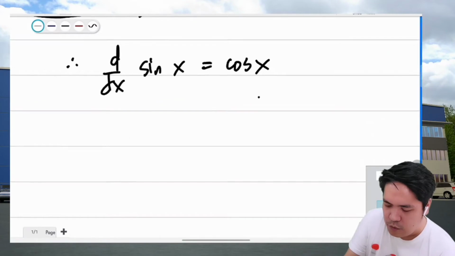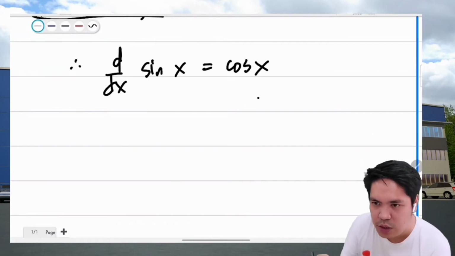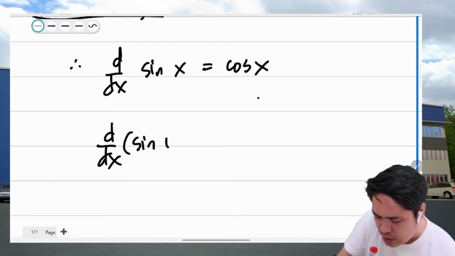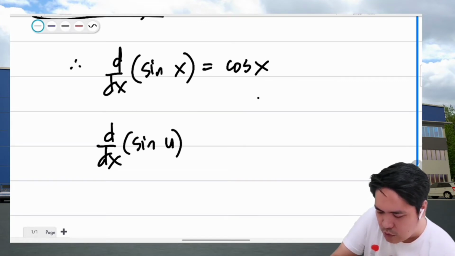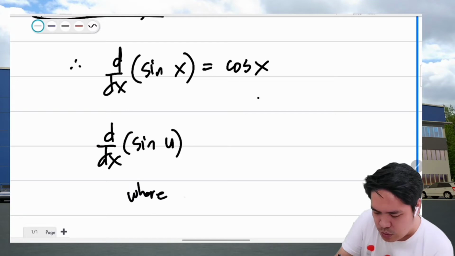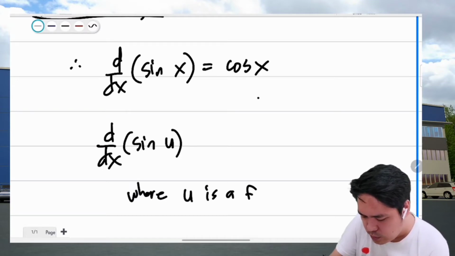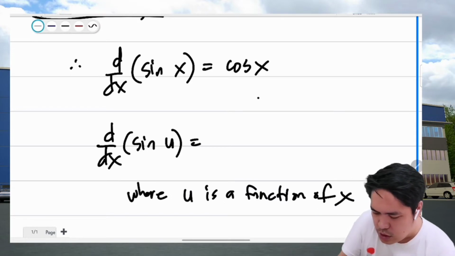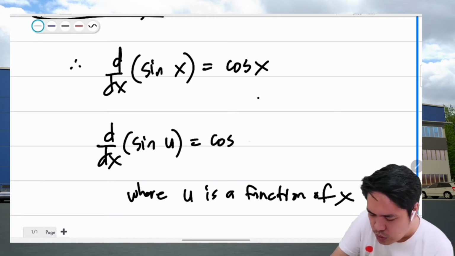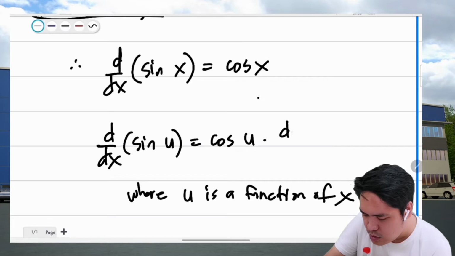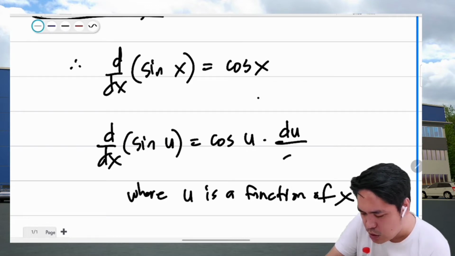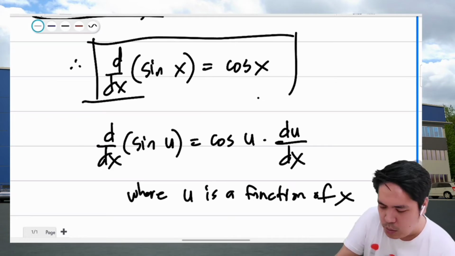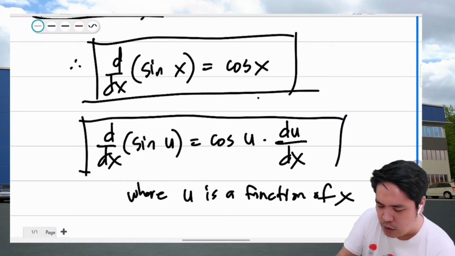And if we generalize this using chain rule, we'll have the derivative of sine u, where u is a function of x, is just equal to cosine u times the derivative of u, which is du over dx. So these are our formulas for the derivative of sine.